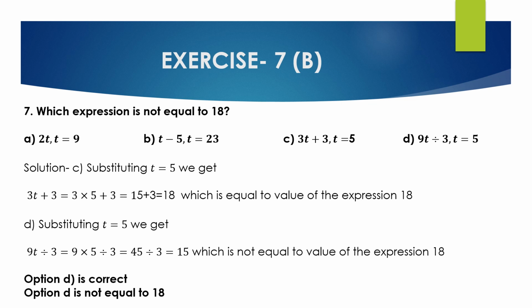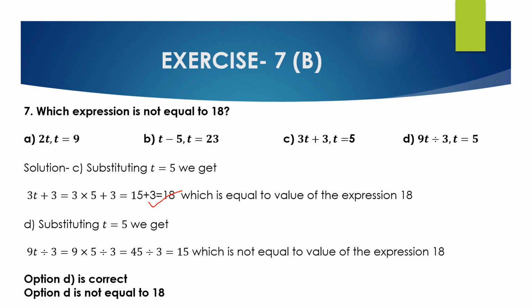Now the third, option C. The given expression is 3t plus 3 and t equal to 5. Substitute t equal to 5 in the expression 3t plus 3. We get 3t plus 3 equal to 3 multiplied with 5 plus 3. 3 multiplied with 5 is 15. 15 plus 3 is 18. 18 equal to 18, which is equal to the value of the expression, that is 18. So this is also incorrect.